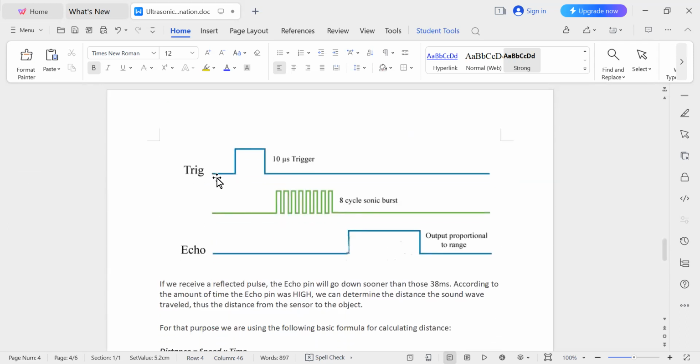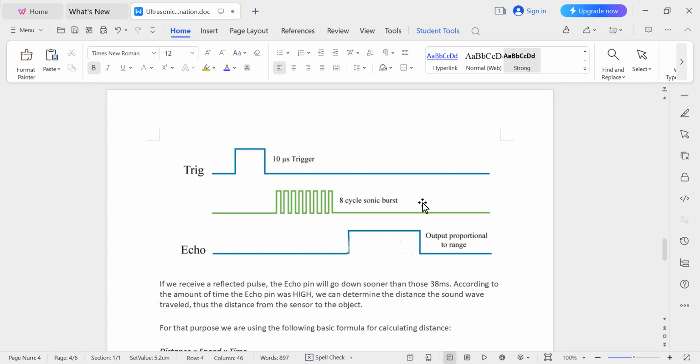Assume for the HC-SR04, you are making the trigger pin high. When you make the trigger pin high for 10 microsecond, it starts producing the sound waves. It produces an 8 cycle sonic burst. These waves start traveling from the transmitter. Till that time, the echo signal will be low because it has not yet received any echo signal.